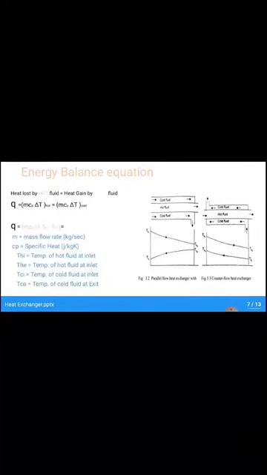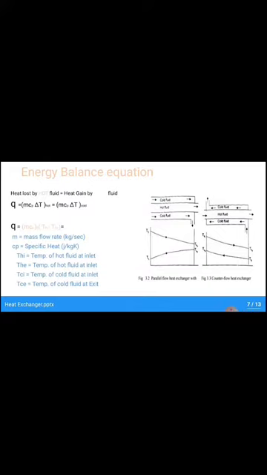Then there is one major equation we can use in the heat exchanger. That equation is known as the energy balance equation, and we know that a heat exchanger has two fluids, one hot and one cold. Now as per the first law of thermodynamics, energy can neither be created nor destroyed. What is the law? Energy can neither be created nor destroyed, it is only convertible.